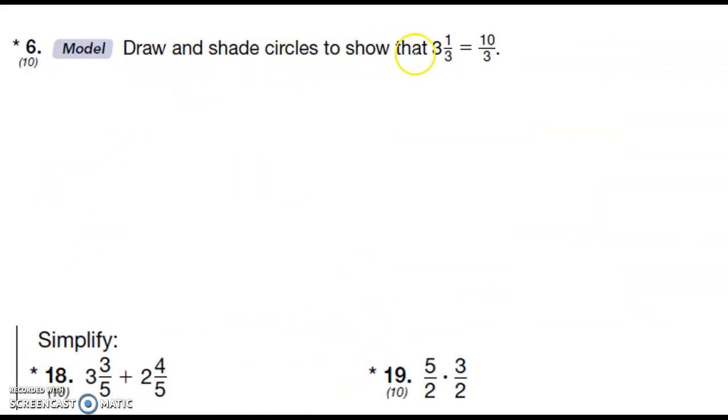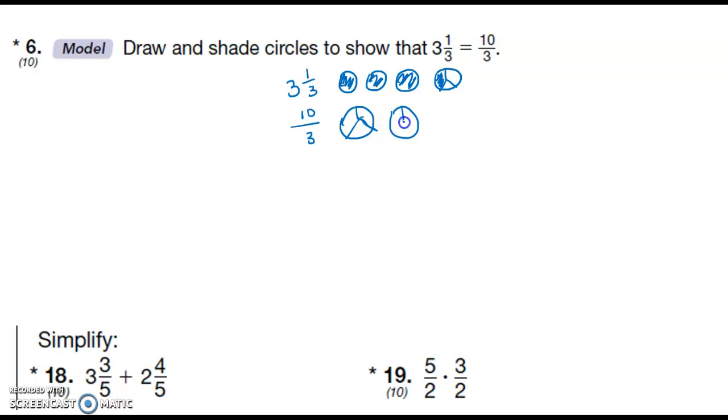All right. Draw and shade circles to show 3 1/3 is equal to 10/3. So for 3 1/3, I need 1, 2, 3, and then I need one that's broken into thirds. So that's colored in, that's colored in, that's colored in, and 1/3. Okay, and then 10/3. So let's see, sorry, that's 3/3, that's 6/3, that's 9/3. That's 12/3. So all of this, 3, 1, 2, 3, 4, 5, 6, 7, 8, 9, and one of these. And you'll see that the pictures are the same.